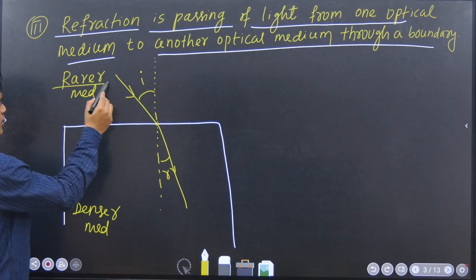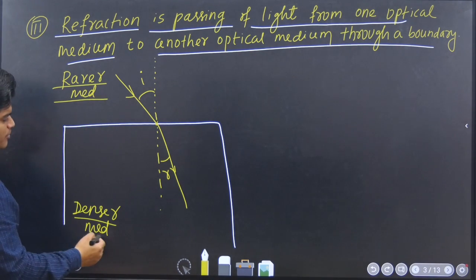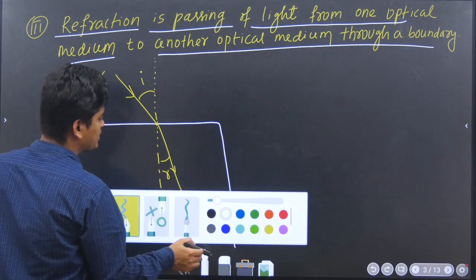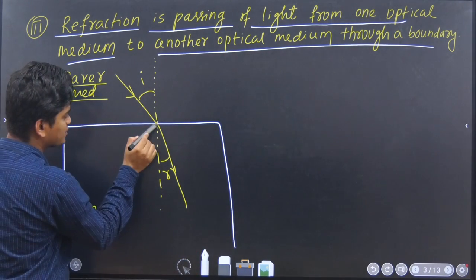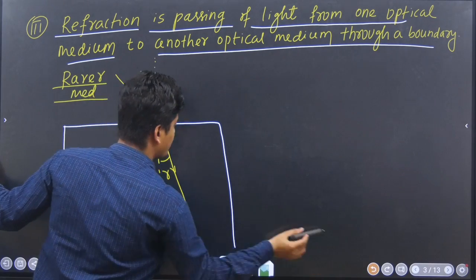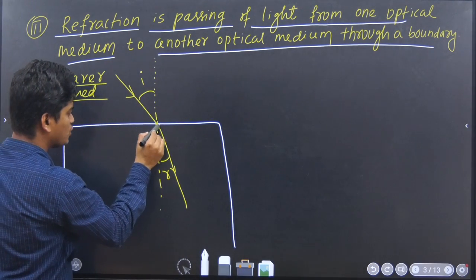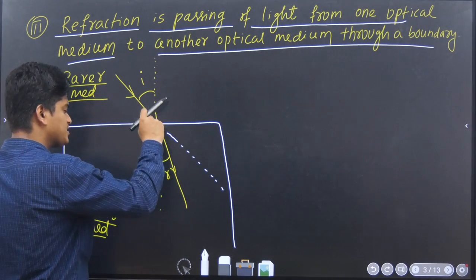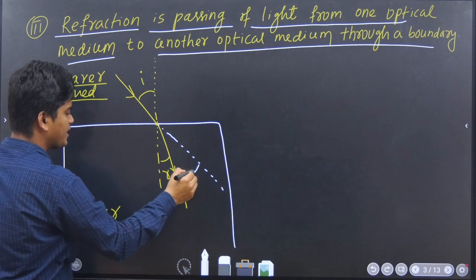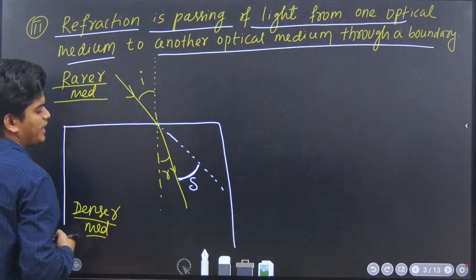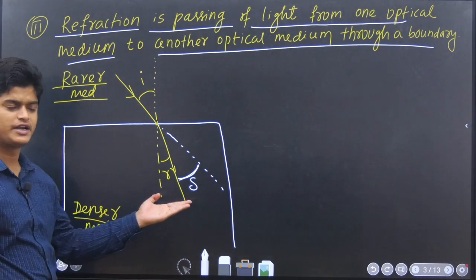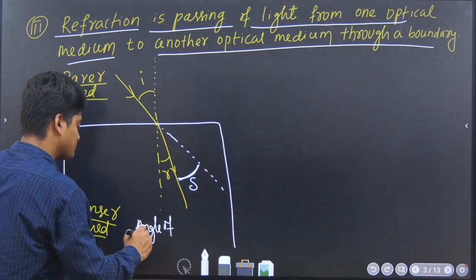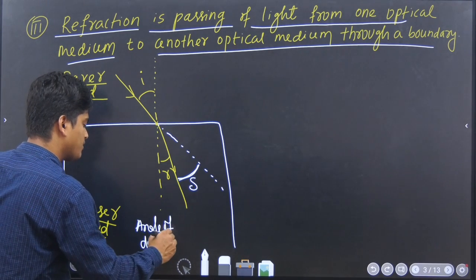Now remember, when light is coming from a rarer medium to a denser medium, the light ray will pass like this. That means what happened here? If this medium was not there, the light ray should have gone straight like this. But due to the presence of this medium, the light ray is bending. And this is the deviation, so I can tell here this is my angle of deviation.